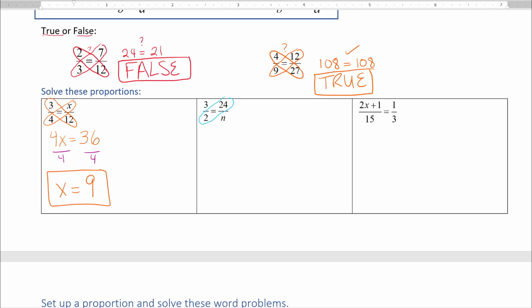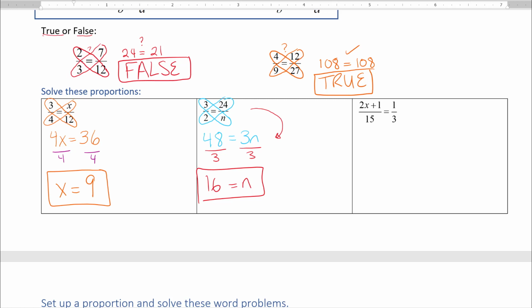Let's do the next problem. 3/2 equals 24 over n. Again, we're solving for n. So when I cross multiply, 2 times 24 is 48 equals, and I'm going to cross multiply the other way, 3 times n is 3n. Again, this is so much easier to solve than the one with fractions with the n in the denominator. That looks really, really hard. So in one step using cross multiply, I turned a hard problem into a much easier problem. Now I can divide both sides by 3, and I get n equals 16.